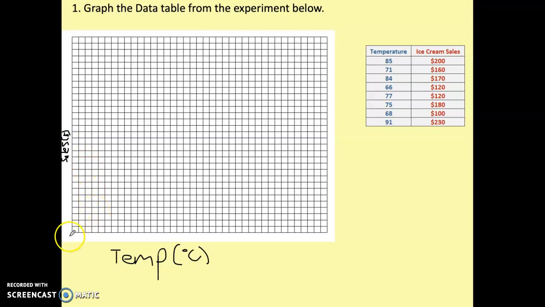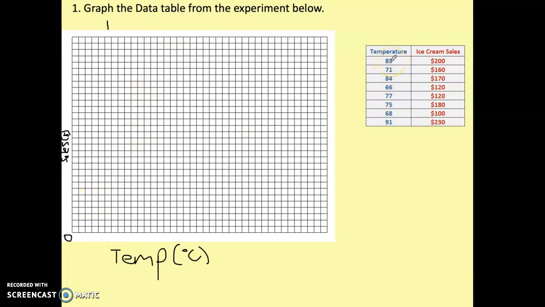You should have room on yours. And then for both of these, let's look at the numbers. They're always positive, so I can create a scatter plot here. My title could be something like ice cream sales when weather's above 70 degrees, or whatever it might be. Ice cream sales versus temperature, something of that nature.